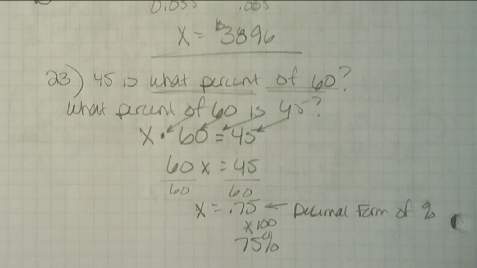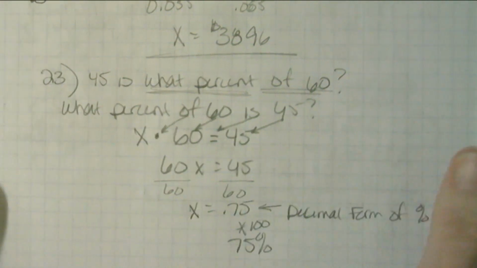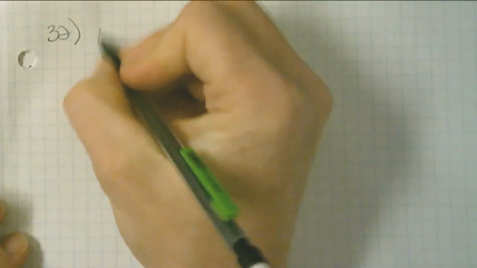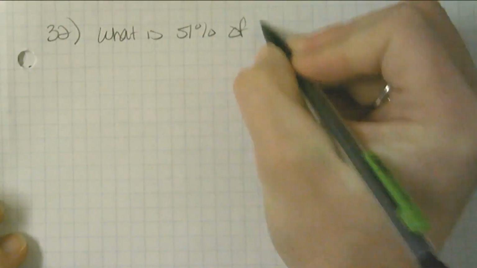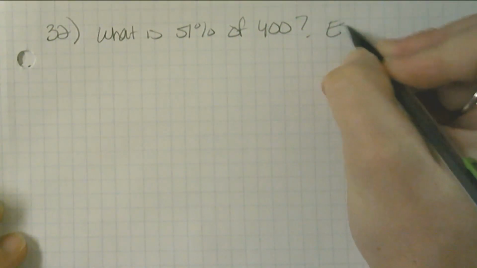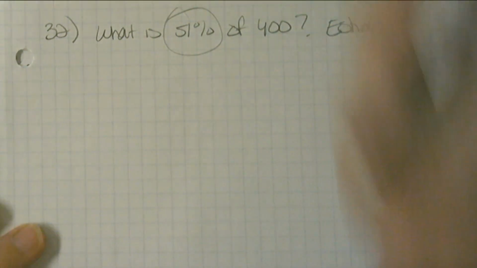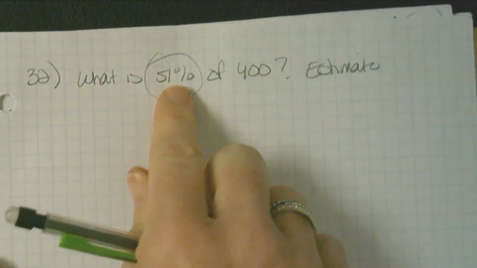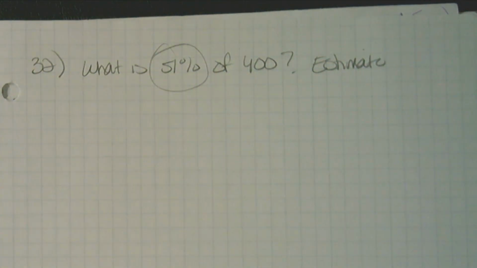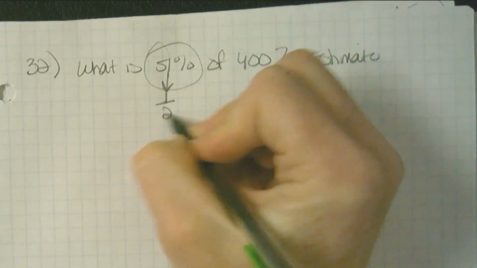What else can I do for you guys? Peter? Yep, let's take a look at 32. Who needs to see what's up there? 32 said what is 51% of 400, and we want to estimate. Remember, estimate means that I'm going to turn that percentage into a fraction equivalent that's pretty close to that percentage. Well, 51% is really close to 50%, and 50% is 1/2. So I'm going to use 1/2 here.